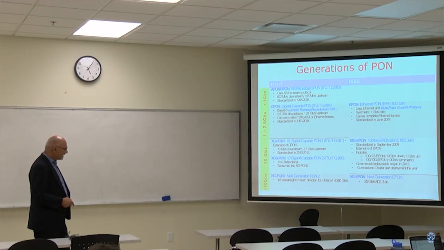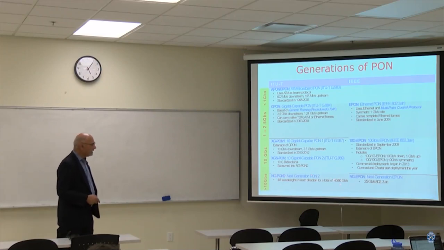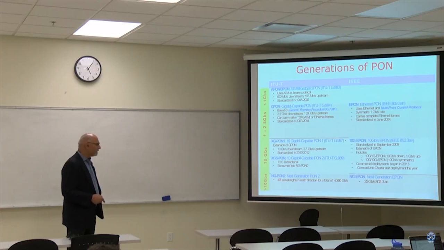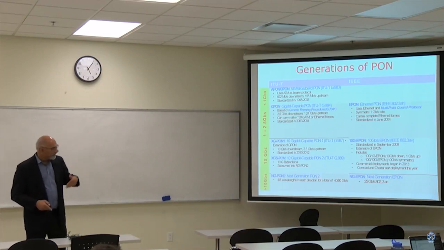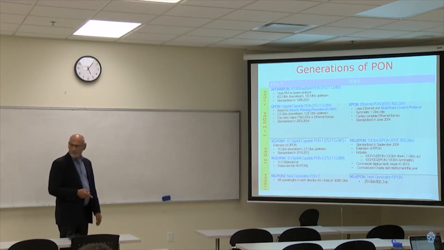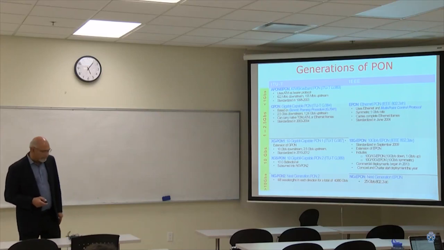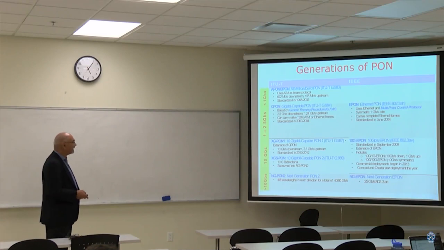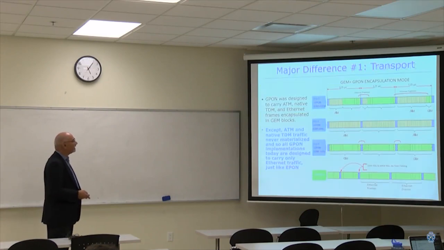Then the next generation is NG-PON2, which can do up to 40 gig with 4 lambdas, and NG-EPON, which is now doing 25 gig serial. So the bandwidth is going up, and standards are getting there. At this time, we are at 10 gigabits per second. At 10 gig, yes. I'll talk a little bit about that in my next slide.